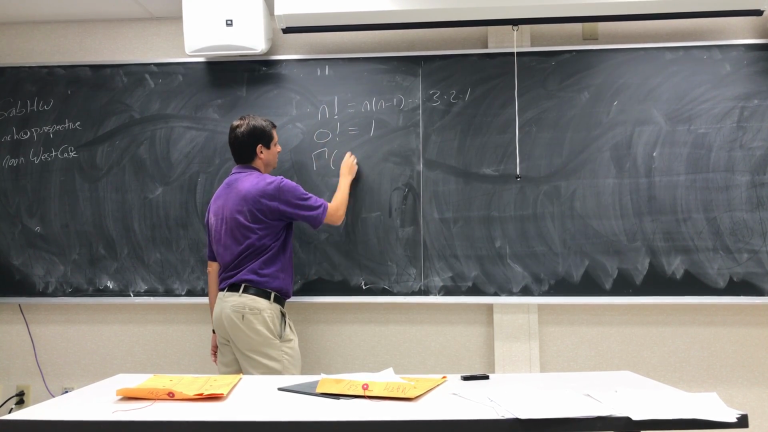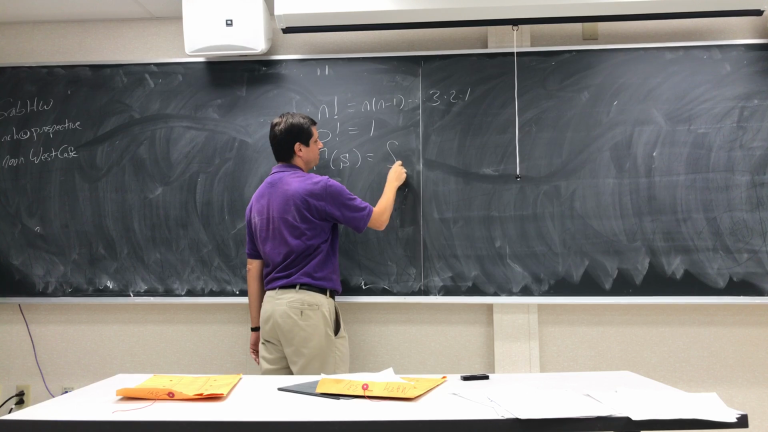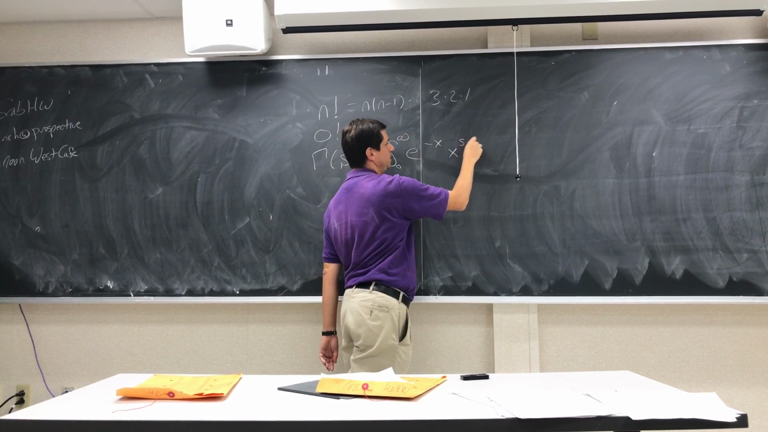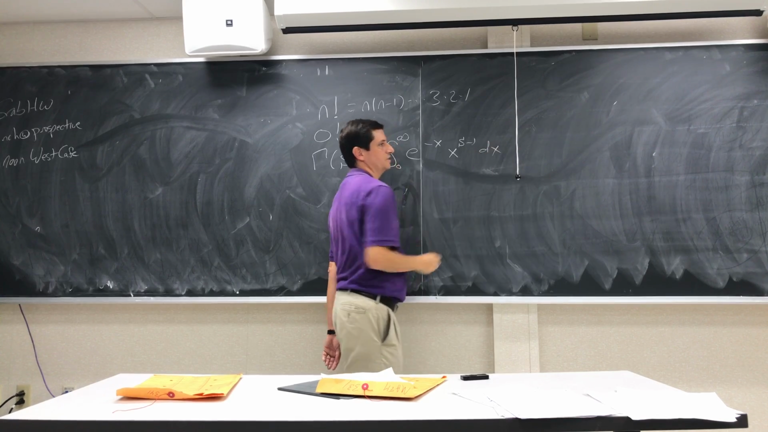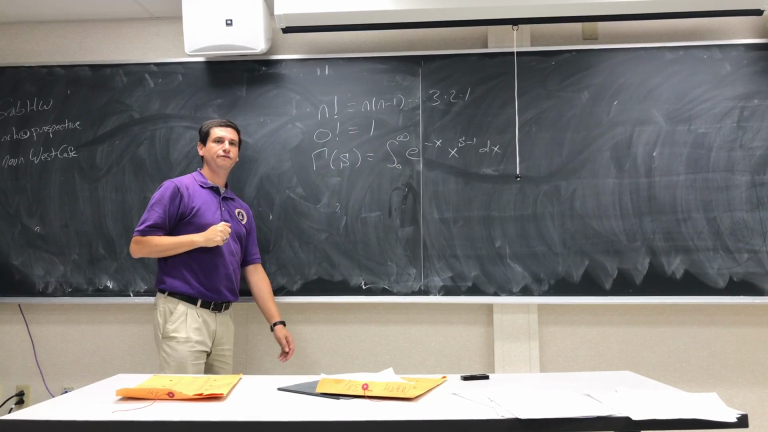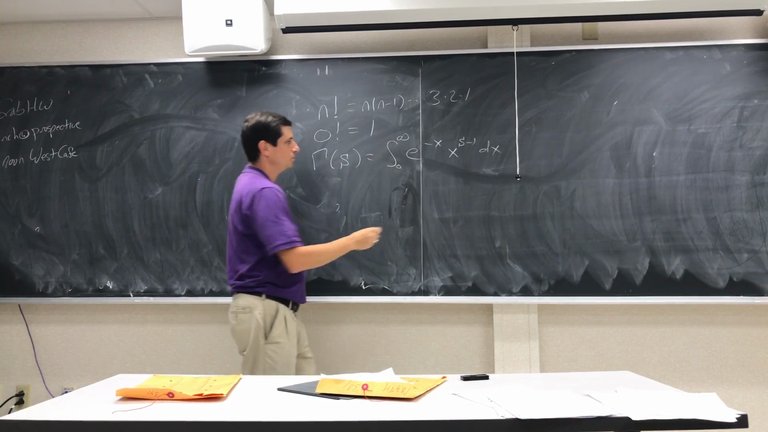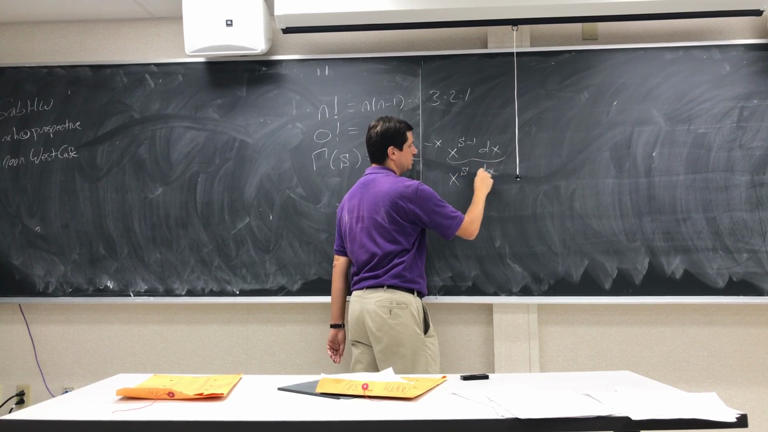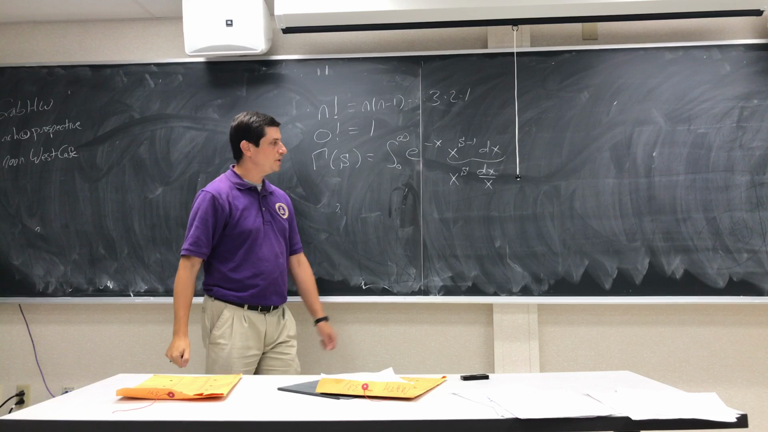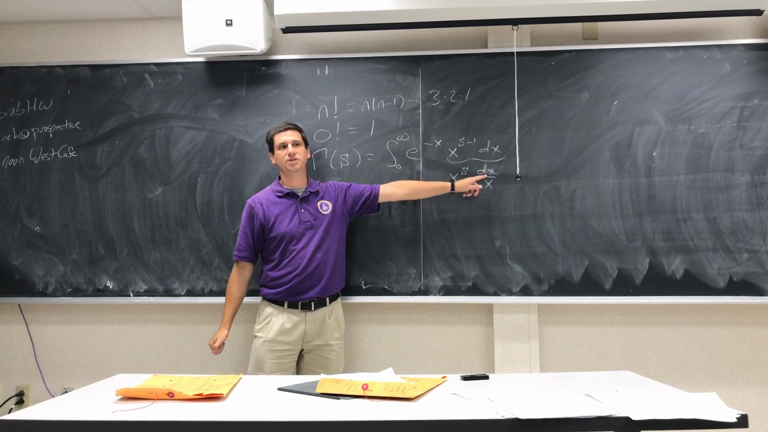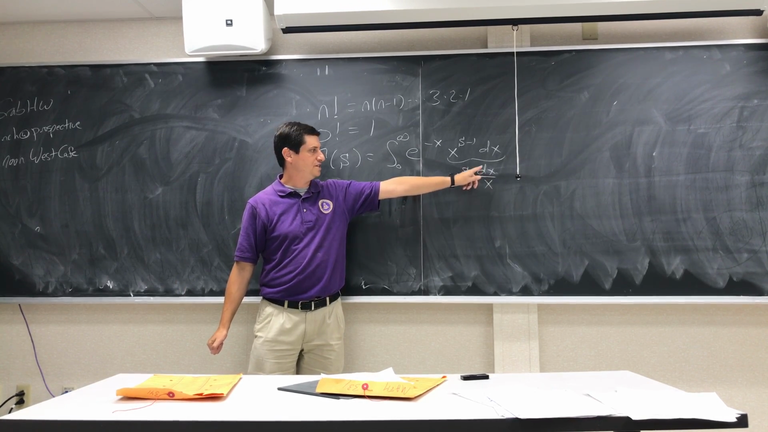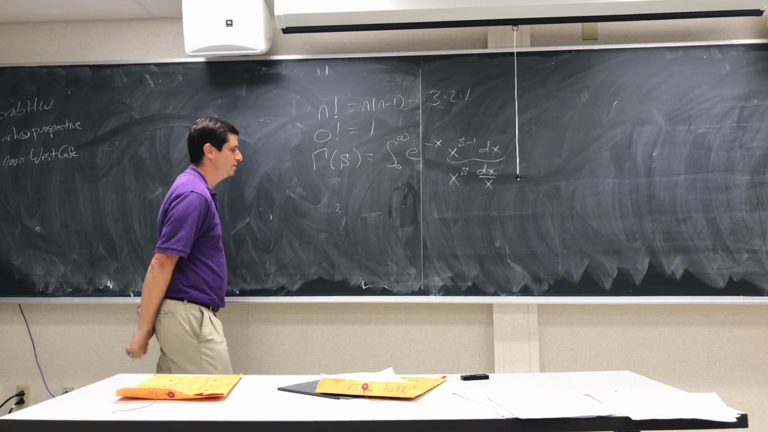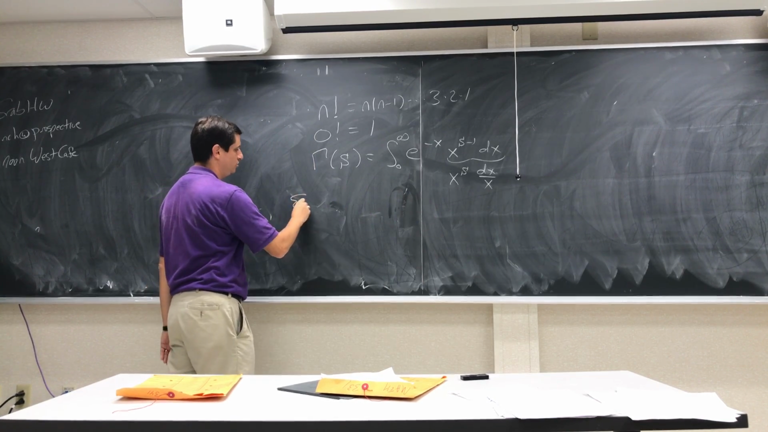Okay. Gamma of s. We define this to be the integral from 0 to infinity of e to the negative x, x to the s minus 1 dx. This is a really good function to consider. You can view this as x to the s dx over x. And what's nice about this is if I rescale x, if I change variables and send x to 3x, the dx over x is unchanged. So there's a lot of different ways of looking at this. There's some really good calculus exercises you can do.